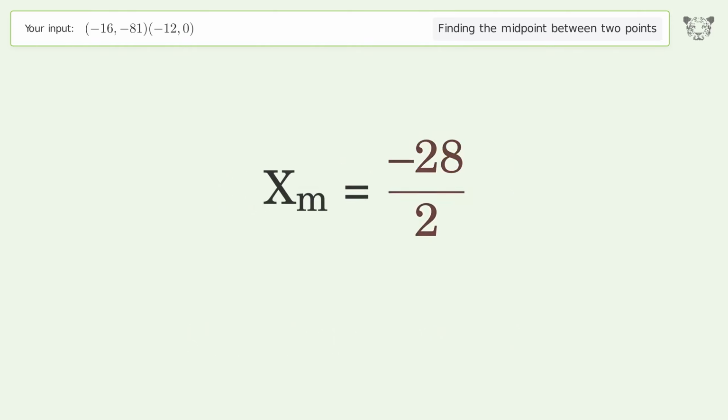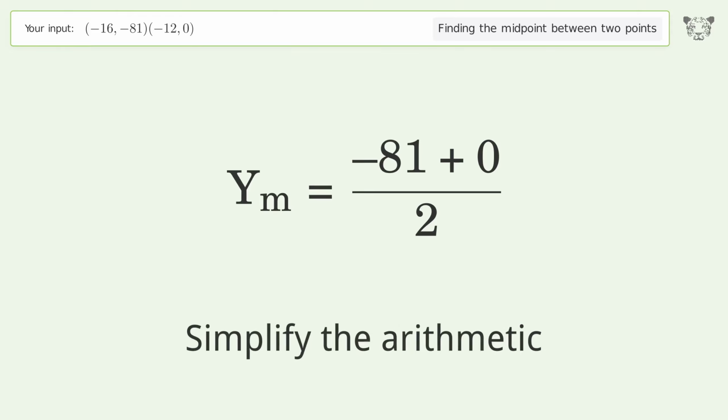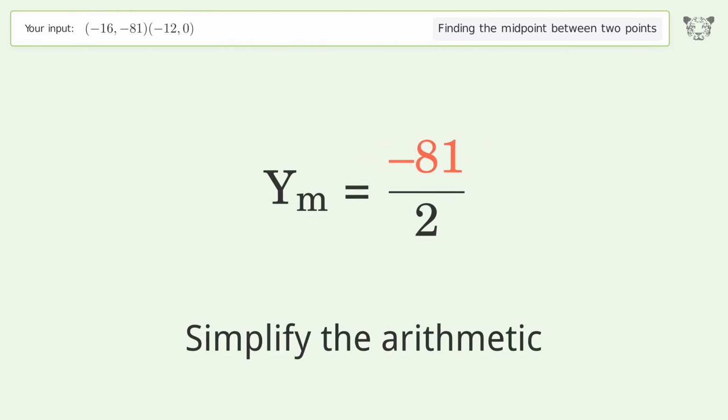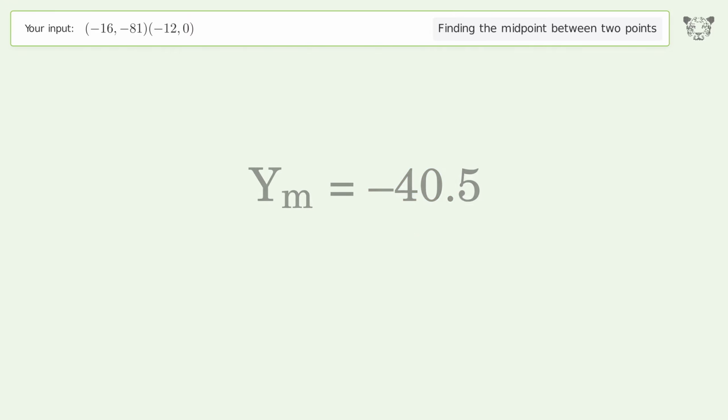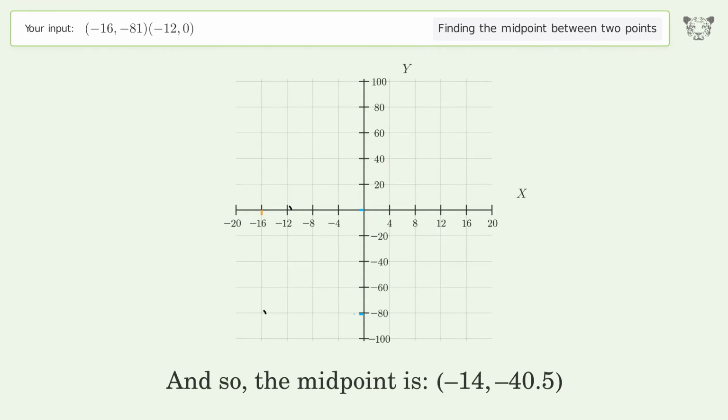Use the y values in the midpoint formula to find the midpoints y. y1 equals -81. y2 equals 0. Simplify the arithmetic. And so, the midpoint is -14, -40.5.